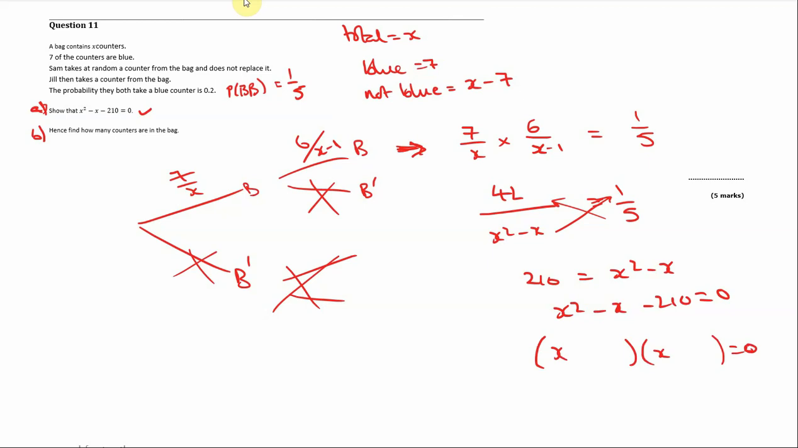Factorizing when we solve it is going to give us a nice whole number answer, and we'd always expect a whole number answer when we're talking about counters in a bag. You can't have 7.32 counters in a bag, can you? So factorizing is always the way to go with these.